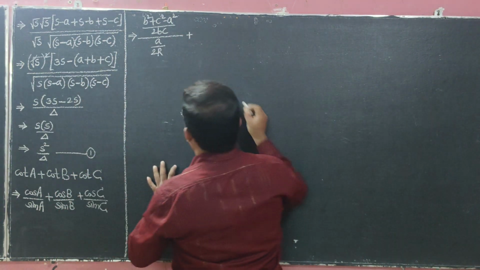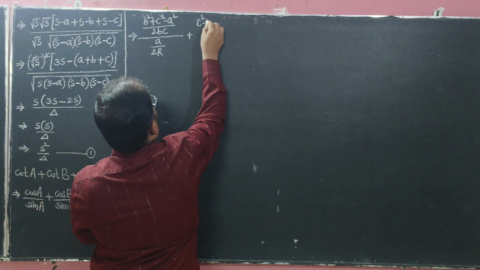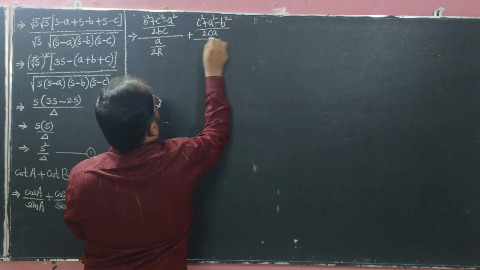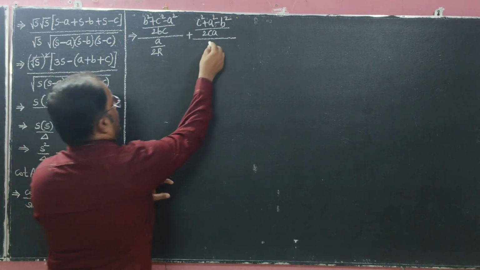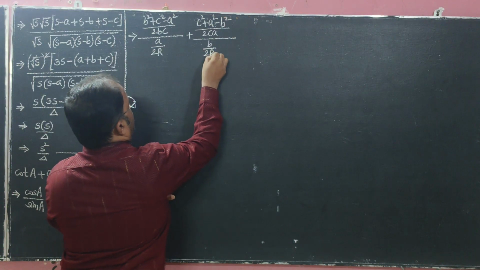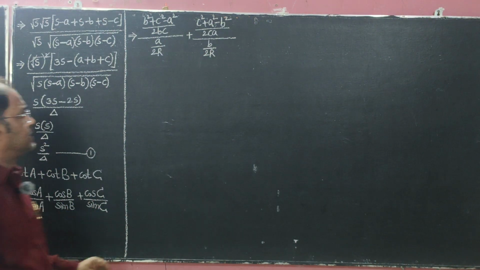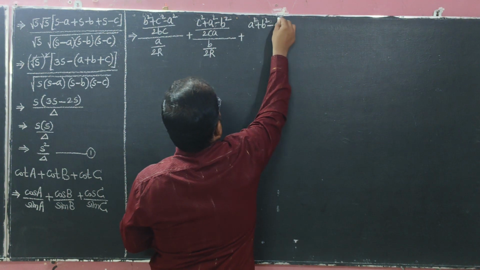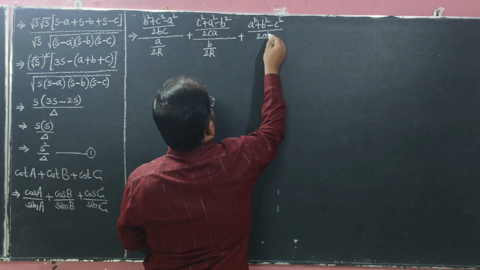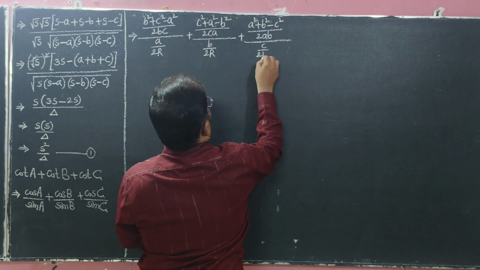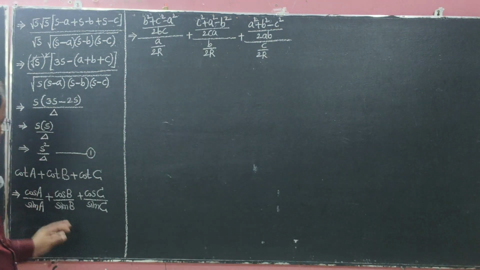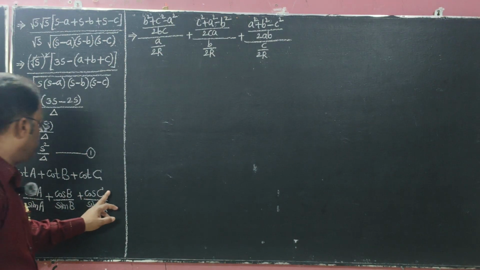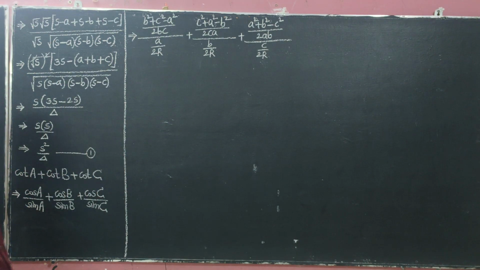Now write the cos B formula. cos B formula is c square plus a square minus b square by 2ca, by the denominator sin B formula. We have the sin B formula: b by 2r. Clear. Next, cos C formula in properties of triangle: a square plus b square minus c square by 2ab, by the denominator c by 2r. Clear. Cos A formula, sin A formula substitution completed. Cos B, sin B substitution completed. Cos C, sin C substitution completed.